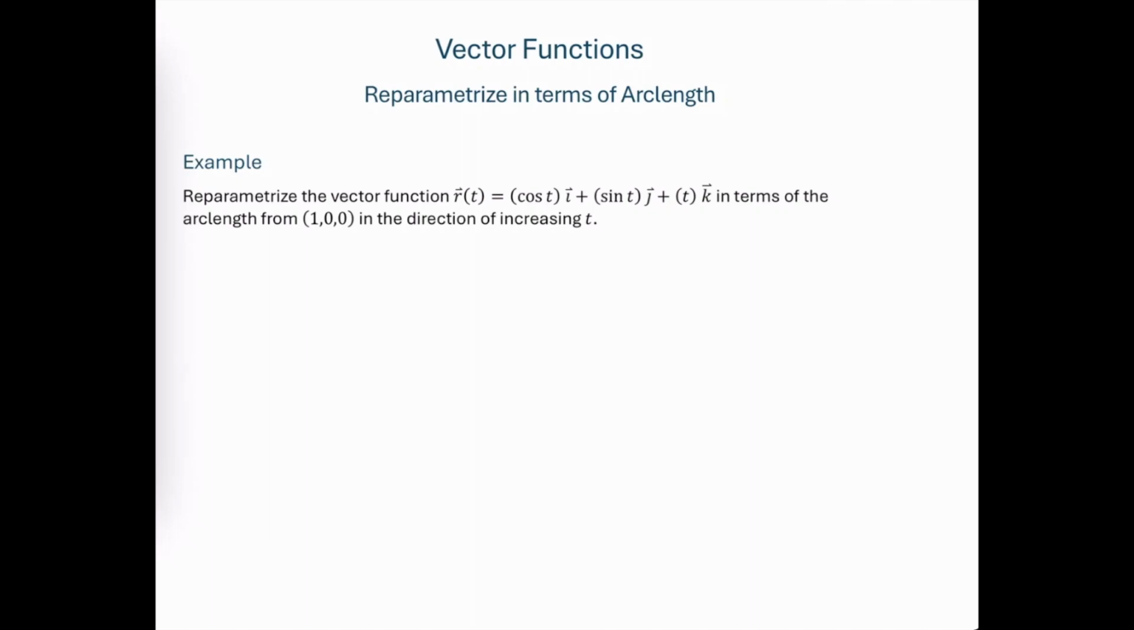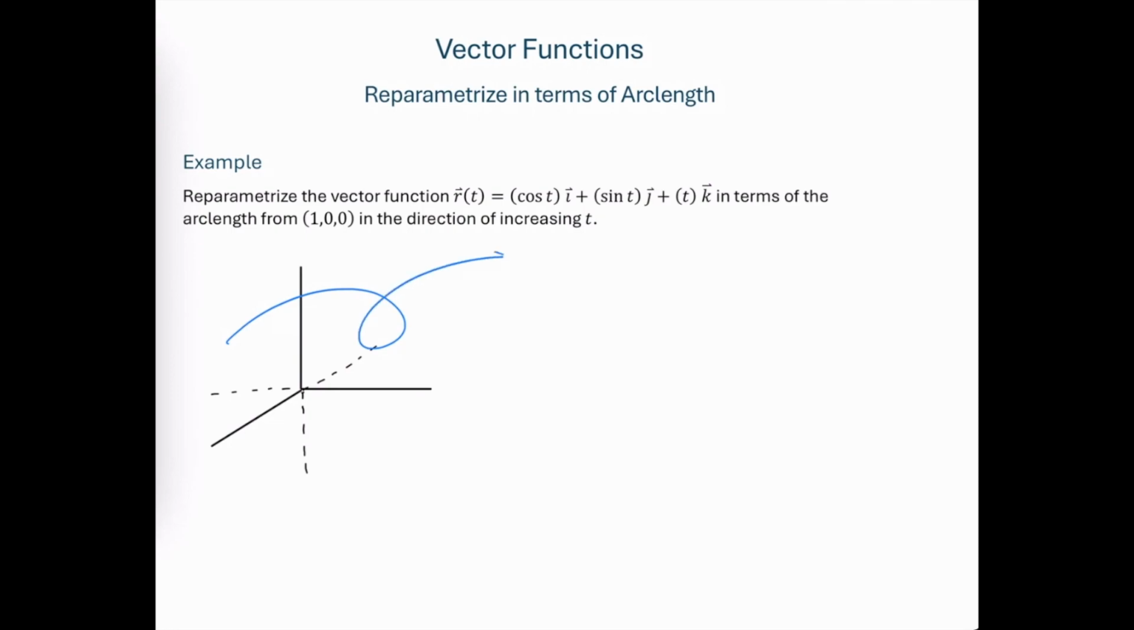In this video, we're going to take the given vector function, which currently is a function of t. t as a parameter is often used to represent time, but it is possible to change the parameter. What we're going to do here is reparameterize this vector function and instead make the parameter arclength. And we'll use the variable s to represent arclength.